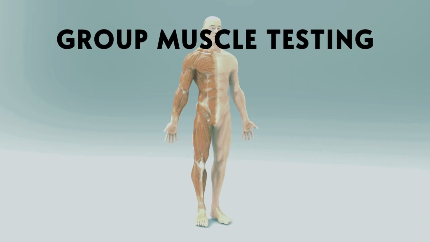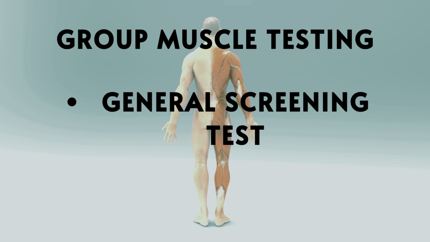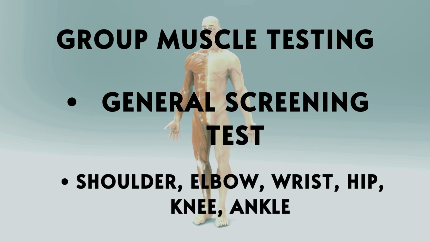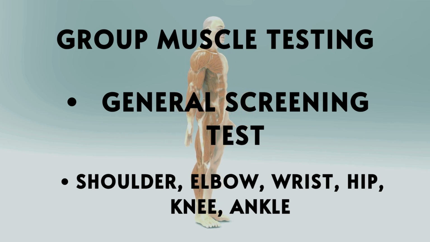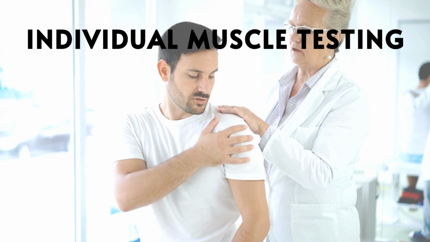So for the group muscle testing, you can think of it like a general screening test for each of the joints. The joints listed here are the main joints that you'll be testing. For example, if you want to check shoulder flexion, then you just do a gross screening movement and check the strength for that. Next is the individual muscle testing.